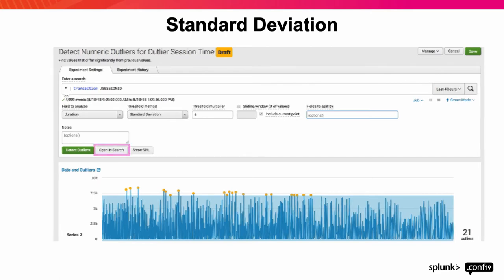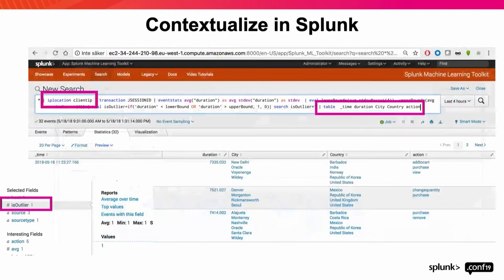So yes, open it in search to put it in another view, and then you start to munch and contextualize your finding. So in this case, I just add some enrichment command with the IP location to get some other fields. I filter out anomalies to see how I can put the duration numbers that were the outliers into a bigger context. So that's how you can think about using the machine learning tool in a very simple way.